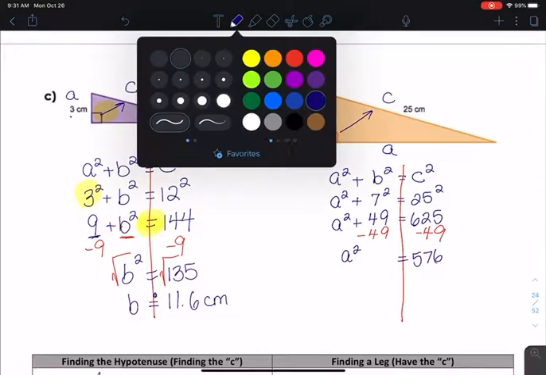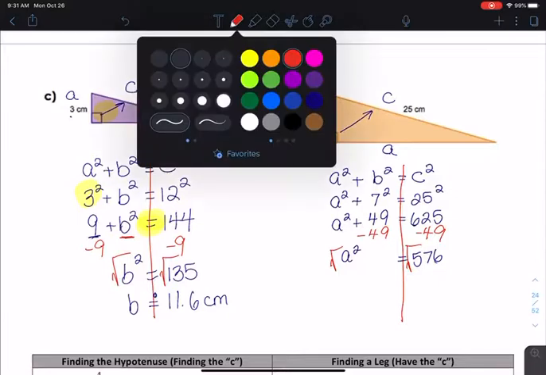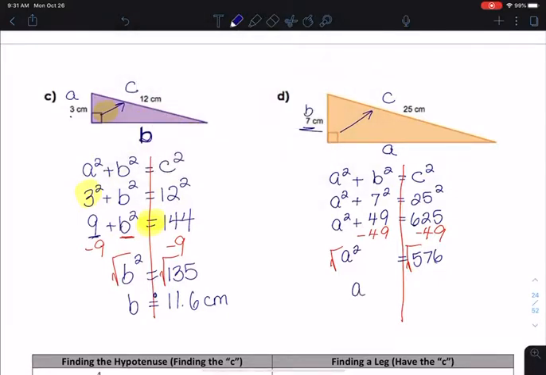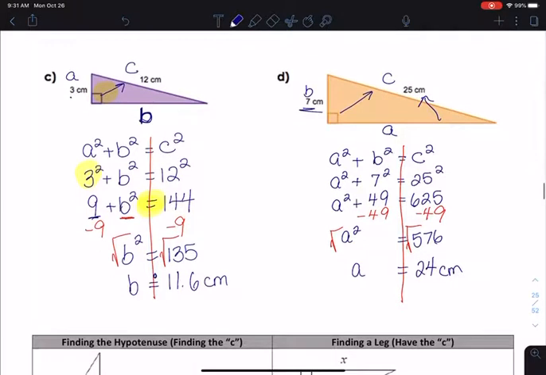We want to get rid of the square on that, so we're going to take the square root of both sides. And when we take the square root of A squared, we get A. And when we take the square root of 576, we get exactly 24. So we don't need the dot above the equal sign. And this is in centimeters because it's in centimeters in the diagram. So my final answer is A is equal to 24.